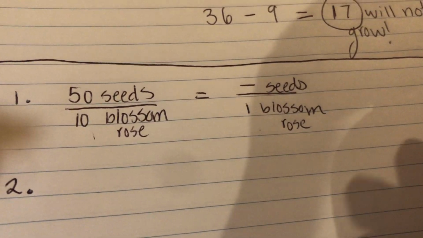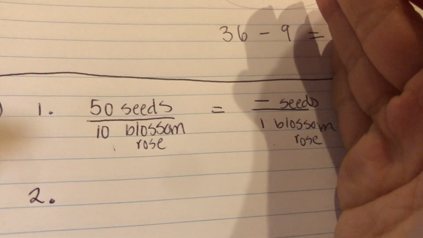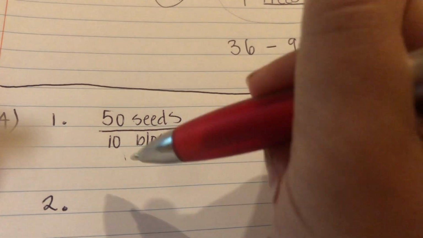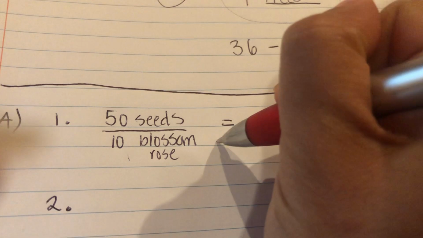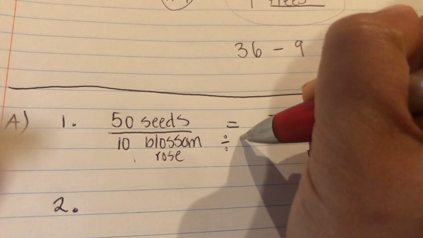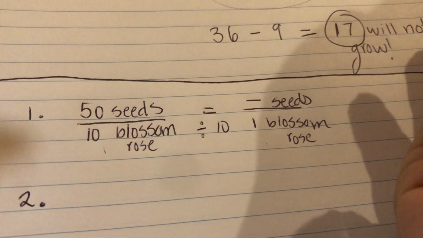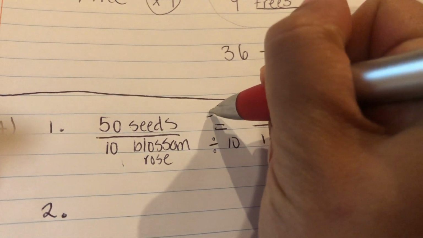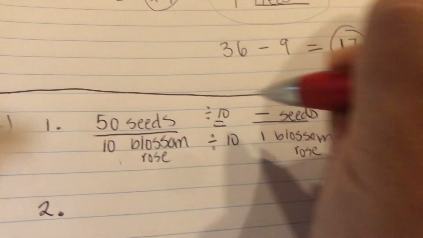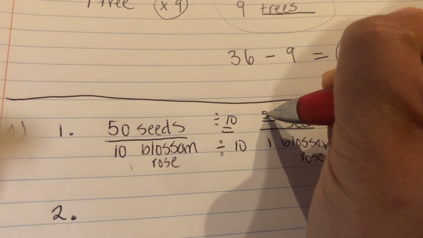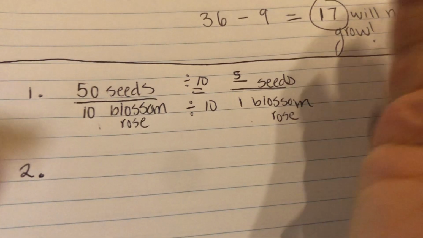Okay, so remember, we always want to figure out how to get from one side to the other side. So how do I get from 10 to 1? Because these are the 2 numbers I have. So I'm going to divide by 10, because anything divided by itself is 1. So we're going to divide here, and we get 5. For every 5 seeds, 1 rose will blossom.